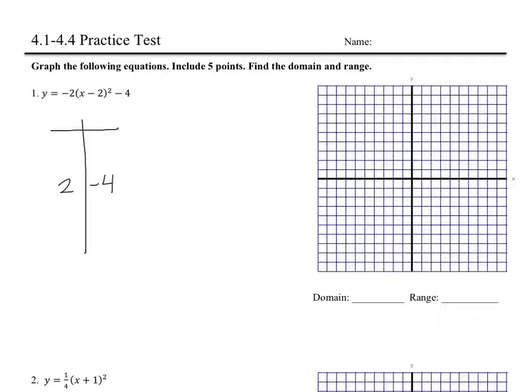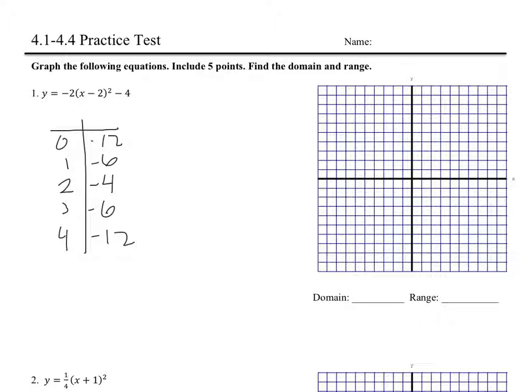Now I'm going to write in my other points. I have (1, -6), I have (0, -12), I have (3, -6), and I have (4, -12). One thing I know is that this is a 10 by 10 grid, so for sure I'm not going to be able to fit the -12. But since I have it right here, I will still get the points on my test when a third person would grade it.